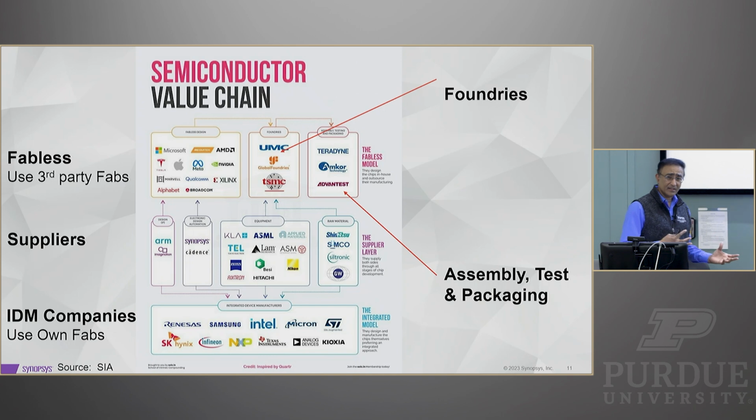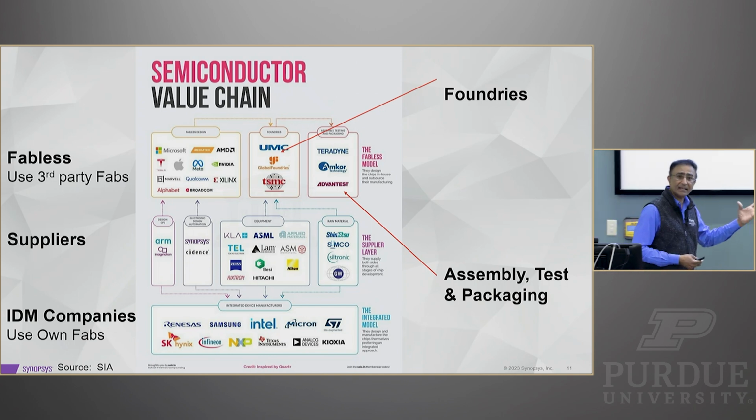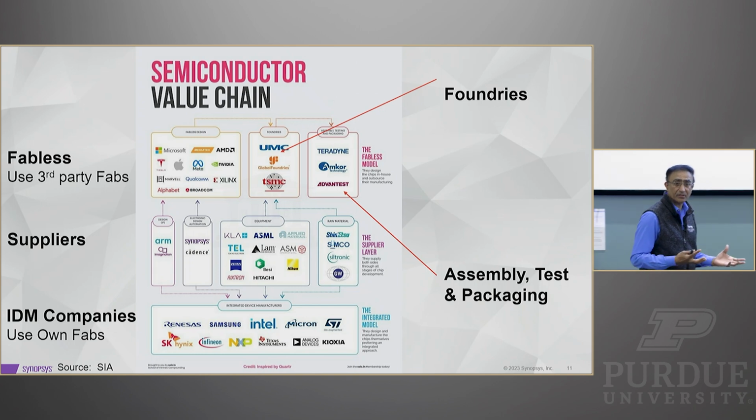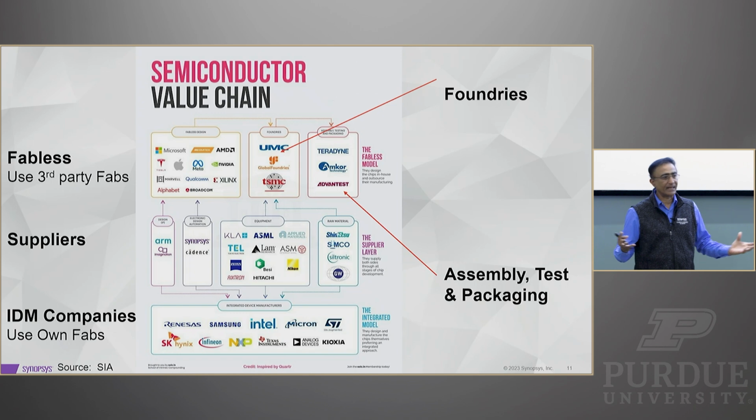This is another way to look at this chart, by the way. There are different kinds of companies. There are fabless companies like NVIDIA. They don't manufacture their own chips. They use companies like TSMC in Taiwan. And then there are IDMs, or integrated device manufacturers, that do everything all by themselves. Intel is an example of that. Micron is an example of that. Samsung is an example of that.